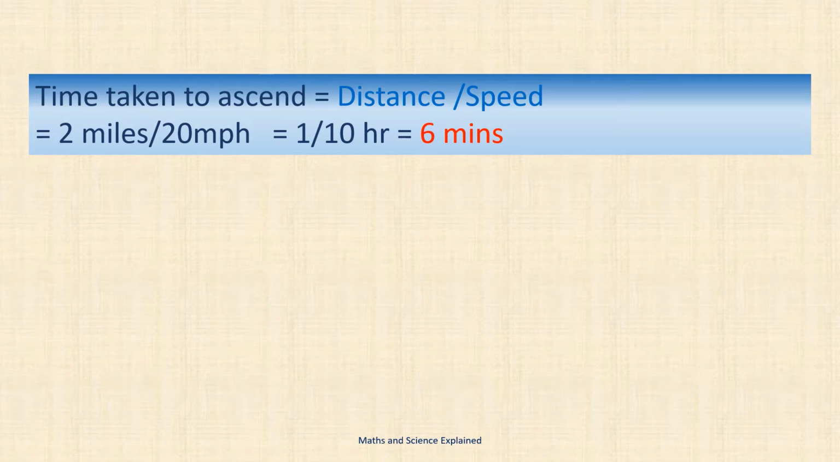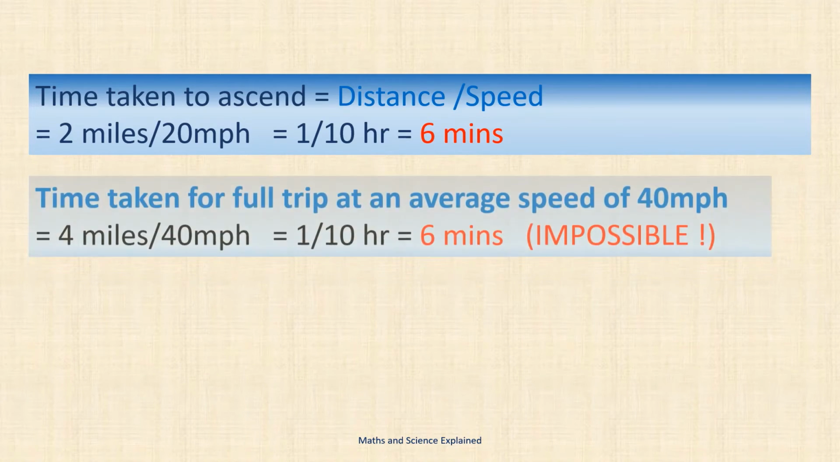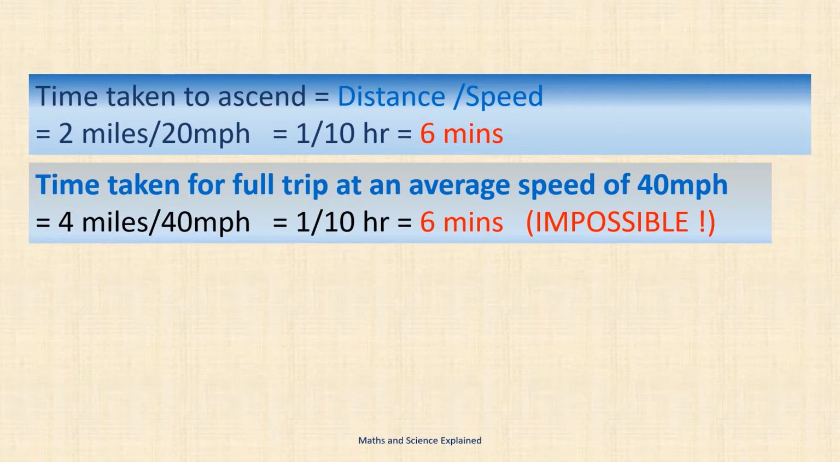Now the total time required to achieve an average speed of 40 miles an hour is equal to the total distance over the average speed, and is equal to 4 miles divided by 40 miles an hour, or 1/10 of an hour, or 6 minutes. But there's a big problem. We have already taken 6 minutes to go up the hill. Thus we would need to go at an infinite speed in order to achieve an overall average of 40 miles an hour. This is clearly impossible.